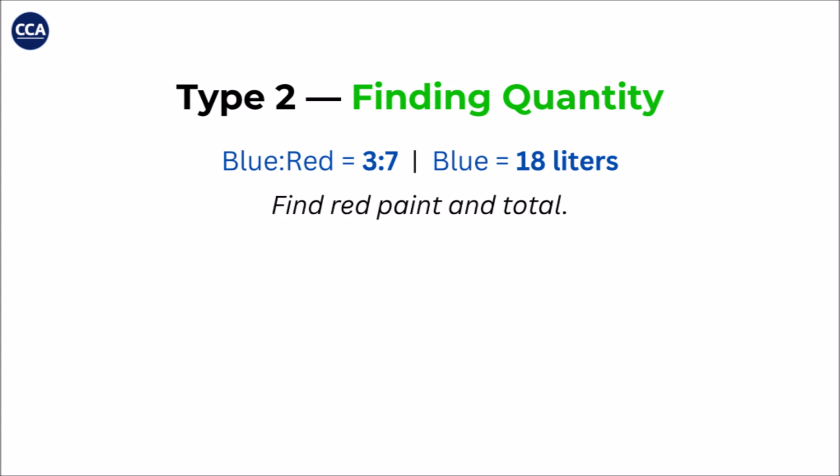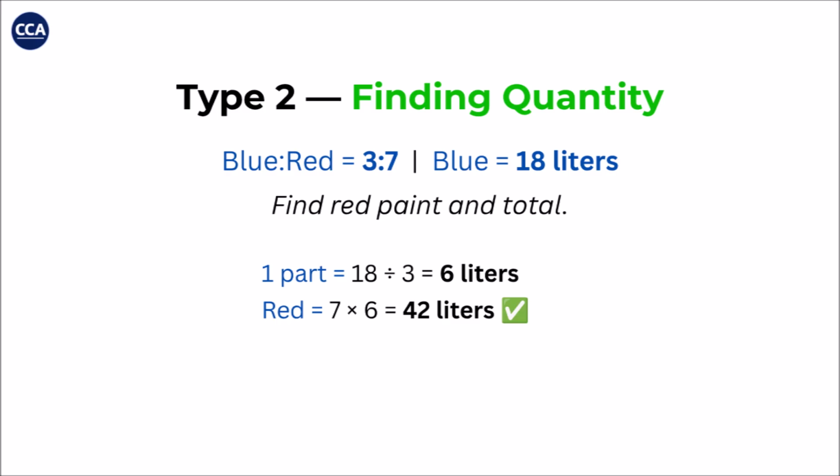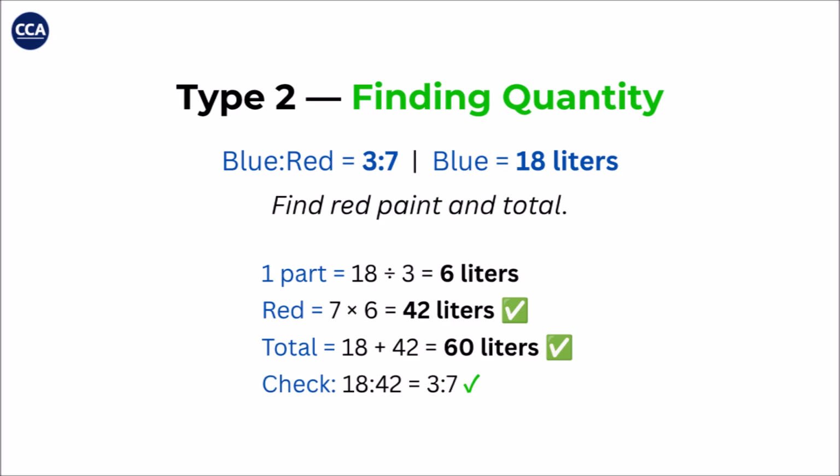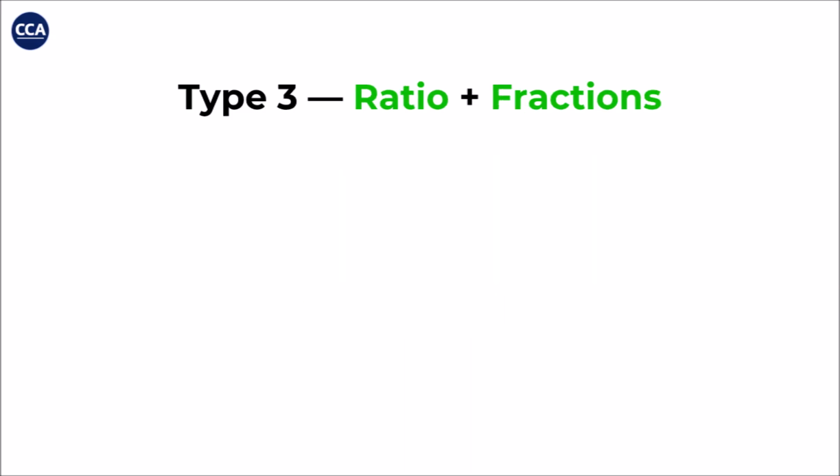Step 4. Blue is 3 parts and equals 18 liters. 1 part equals 18 divided by 3 equals 6 liters. Red is 7 parts. 7 multiplied by 6 equals 42 liters. Total mixture. 18 plus 42 equals 60 liters. Check. 18:42 simplifies to 3:7. Correct. The third type. Combining ratios with fractions of a total.